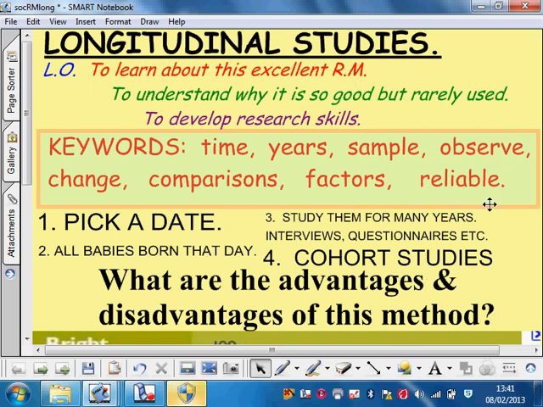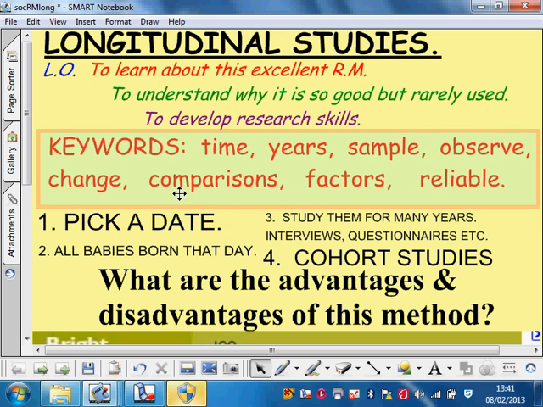Then you study them for many years. I don't mean you take them off their families and put them in a hospital. You go back to them. You interview them. You give them questionnaires, them and their families. You observe them. And you do it over and over again, every few months for years and years and years, normally until they're 16 or 18.